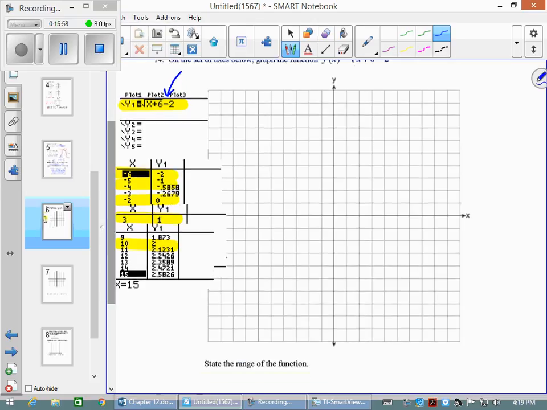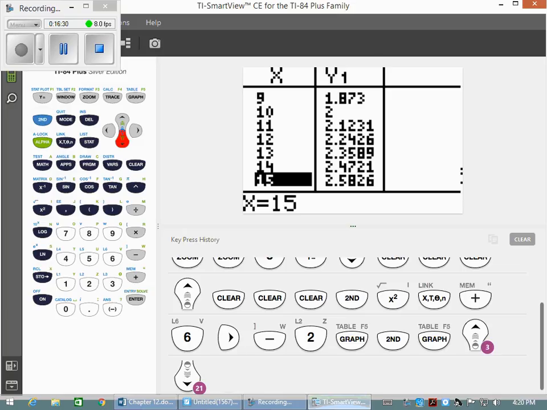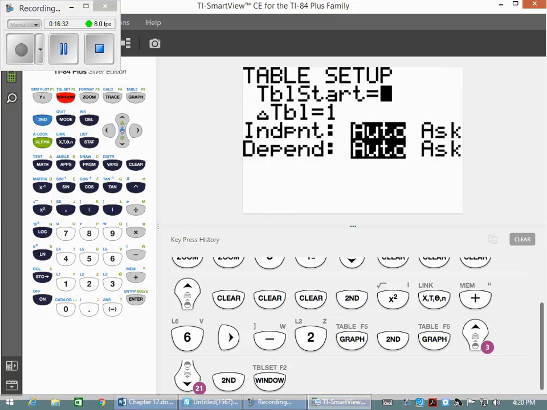I did scroll through my table a bit, so if you notice here, I highlighted all the nice points. So we have -6, -2, -5, -1, -2, 0, 3, 1, and 10, 2. So I'm going to use these points to plot my graph. And just one other thing to note, if we go back to our table, I'm just going to change my table set back to the value I want to show you.